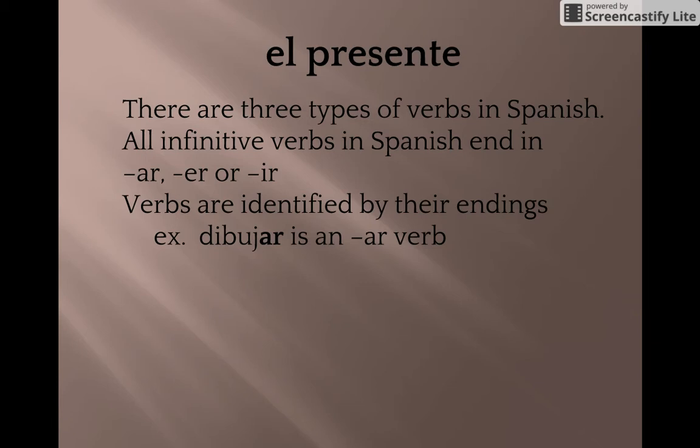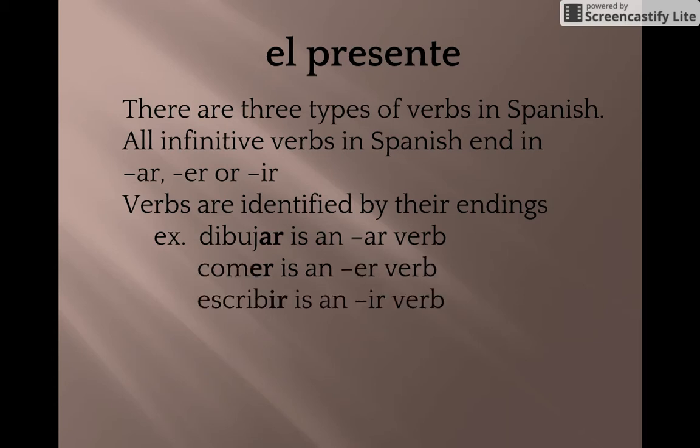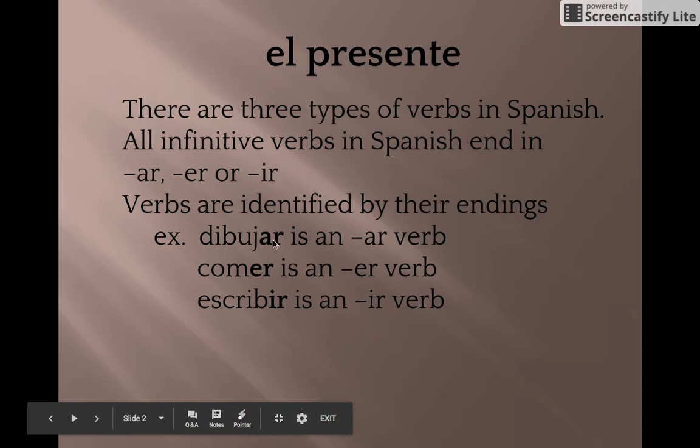So, for example, dibujar, which means to draw, would be an AR verb. Comer, which means to eat, would be an ER verb. And escribir, to write, would be an IR verb. And that's all based off the fact that they end in either one of these 3 endings.